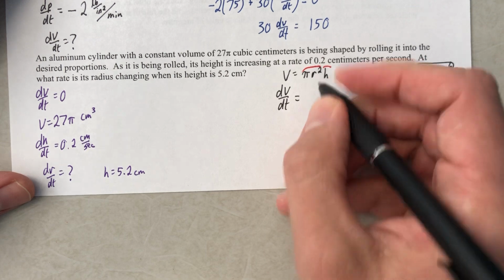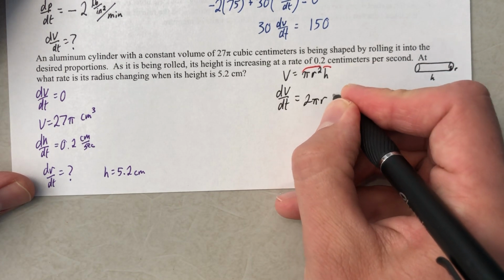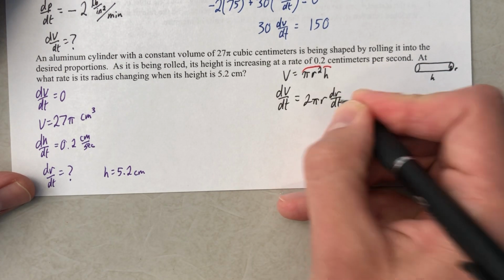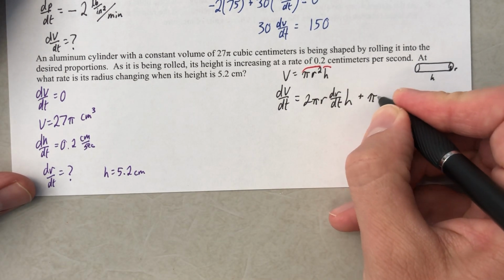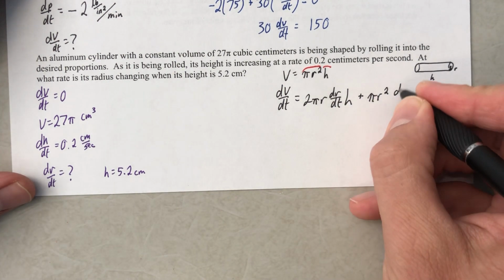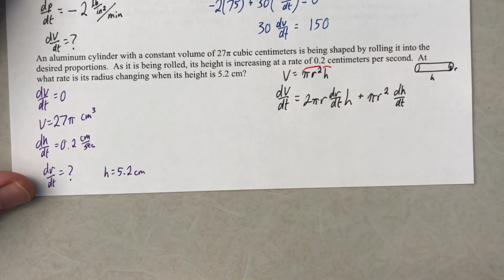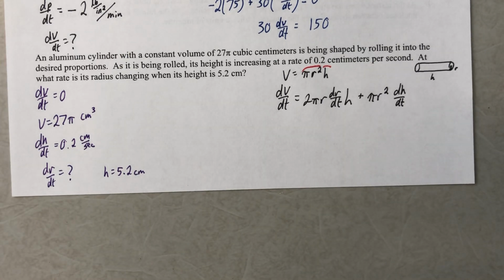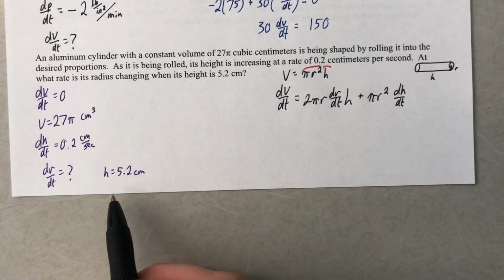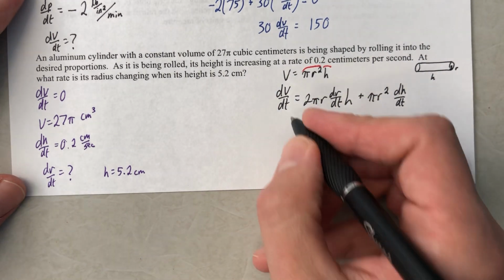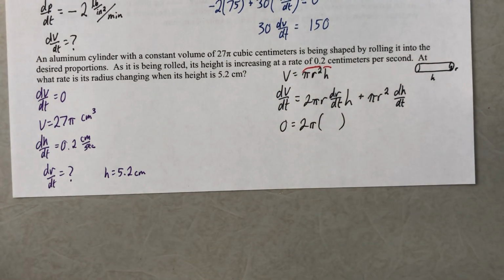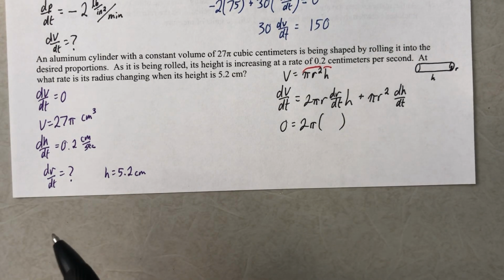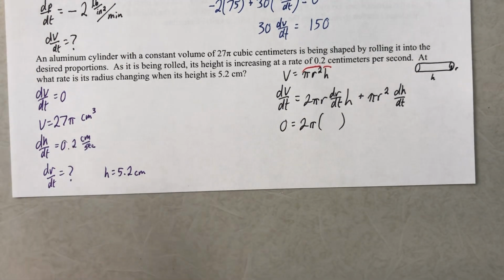Okay, let's start plugging in what we know, and then you'll realize we truly don't know the radius, but that's okay. So dV/dt is 0 equals 2 times pi times radius. Stop, let's just go ahead and stop and find it. This is why we needed to know the volume, so we can actually find the radius.